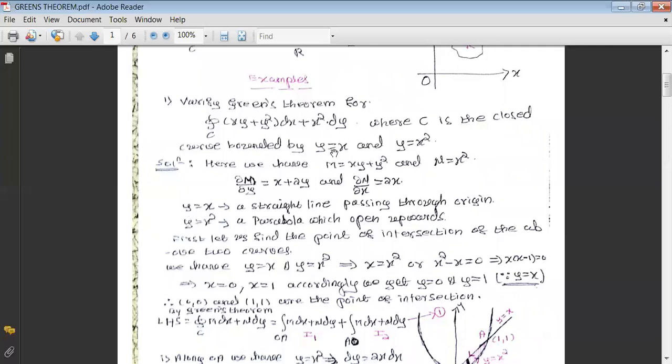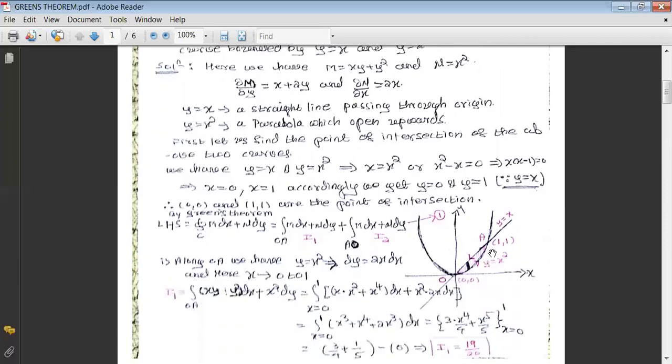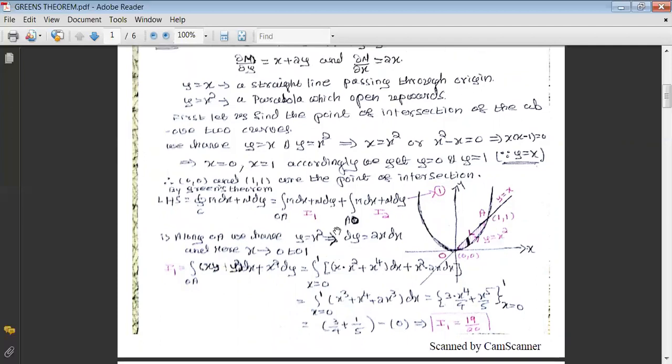First, let us concentrate on the first curve, that is y equals x. Therefore, y equals x is a straight line passing through the origin, and y equals x square is another curve which represents a parabola which opens upwards. Therefore, this shaded area will be the area bounded by the given two curves, and the closed path is O, A, O. That will be your closed path, that is C, what we can call. Now first let us find the point of intersection where the two curves intersect.